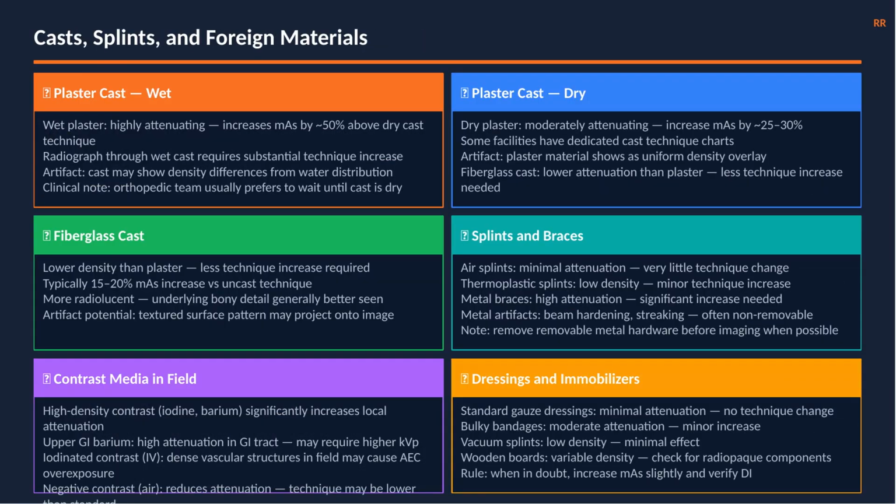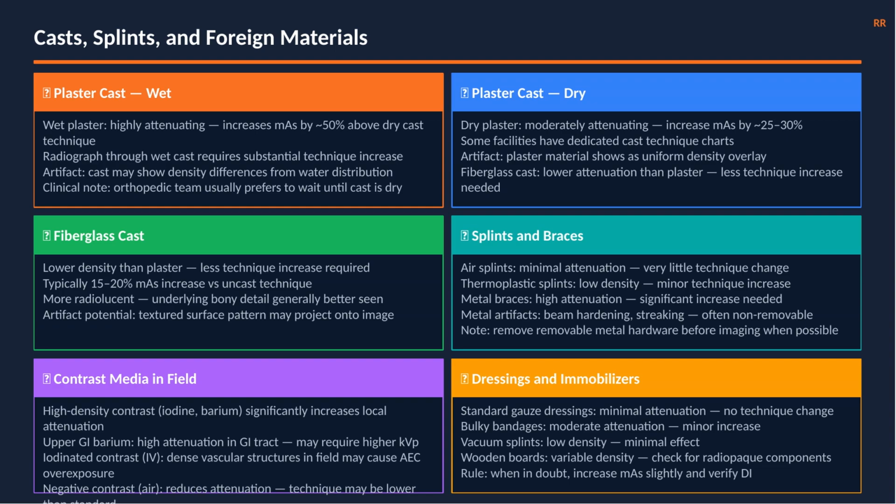6 material types with specific technique implications. Wet plaster cast, highly attenuating. Increase MAS approximately 50% above dry cast technique. Wet plaster is significantly denser than dry plaster. Orthopedic teams generally prefer imaging after the cast has dried when possible.